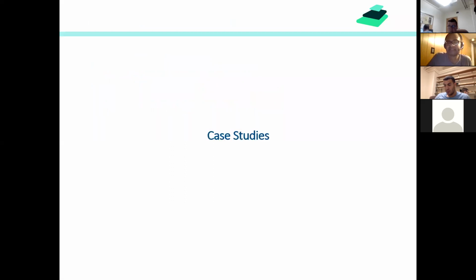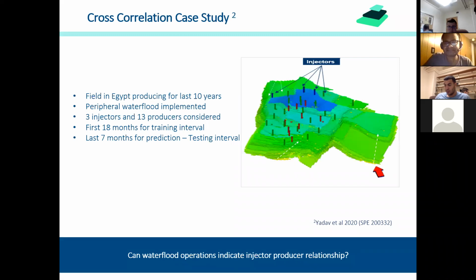All right. So let's talk about a few case studies. One of them is a field here in Egypt. We had what is called peripheral injection. This is very common for a lot of fields in the Middle East, and if you look at Southeast Asian reservoirs, typically they have injectors bordering the periphery, and the idea is that the water is displacing the oil, and you have injectors all over.